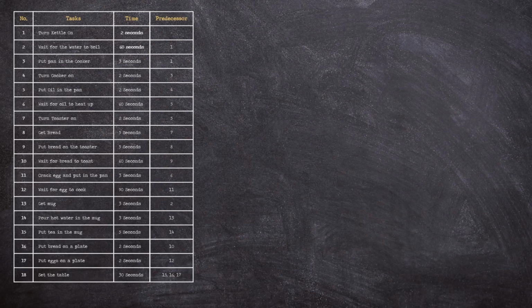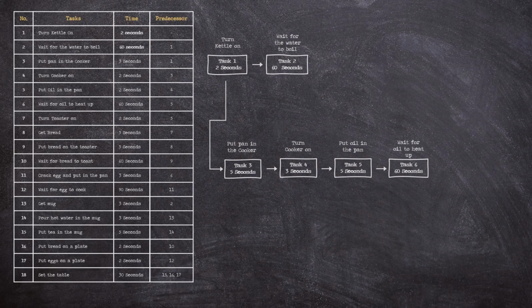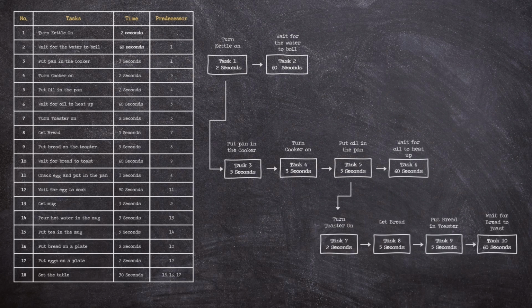The first task is to turn the kettle on, which is labeled as task 1. Then the next task is to wait for the water to boil, which succeeds task 1. Now the third task is putting the pan in the cooker, but its predecessor is still task 1, which means that task 2 and 3 can be done simultaneously. Tasks 4, 5, and 6 are sequential, but task 7 can also be done after task 5, simultaneous with task 6. Tasks 8, 9, and 10 are again sequential.